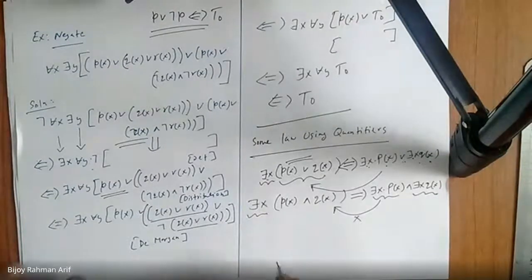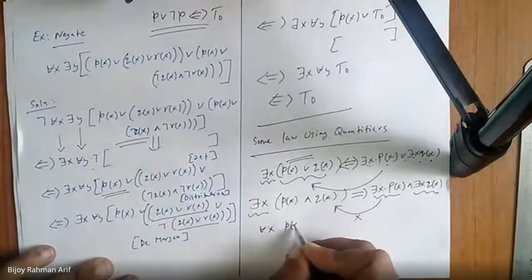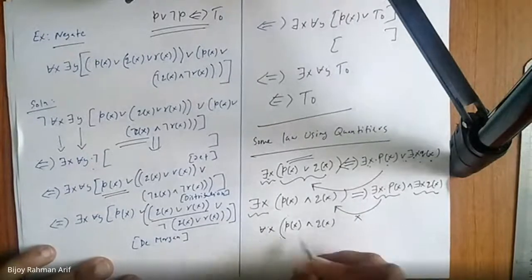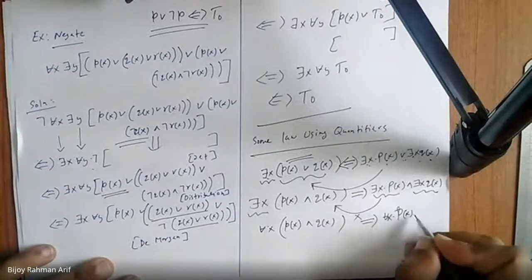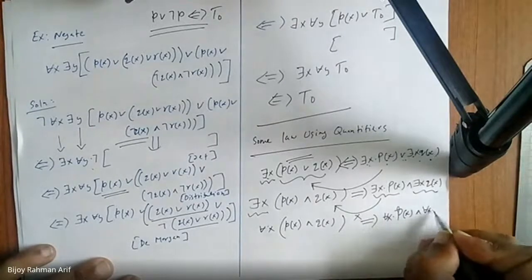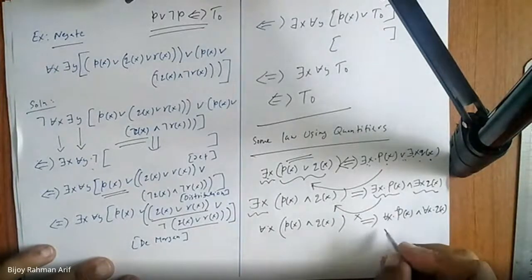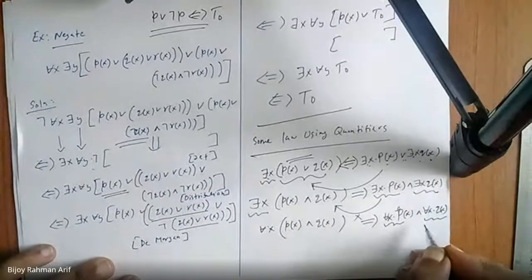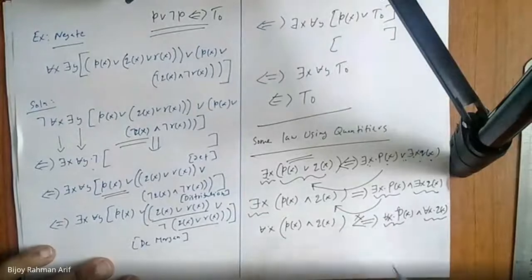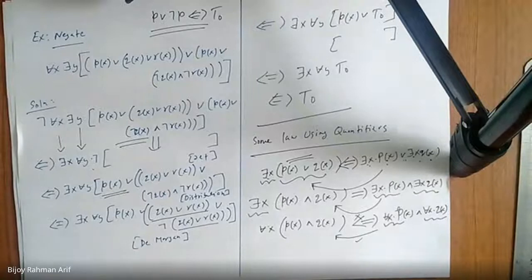Now take this one. All x, px and qx. Definitely all x, px and all x, qx. Now, if for all x, px is true, and for all x, qx is also true, definitely for all x, both are true. So it is both. It is again both. Okay? Yes. The last one is like this.